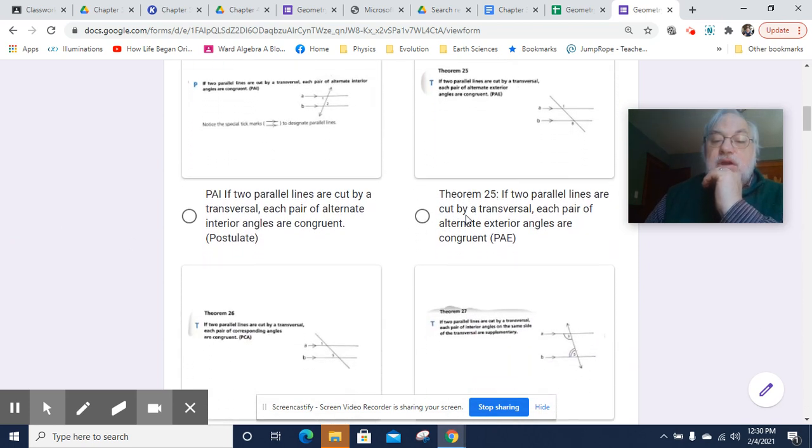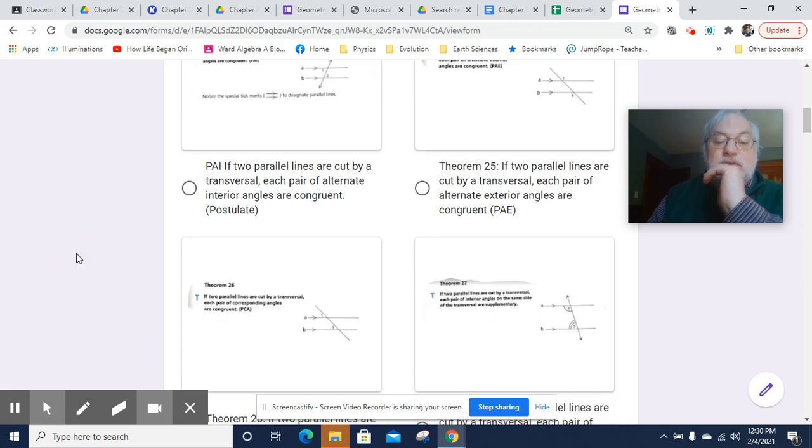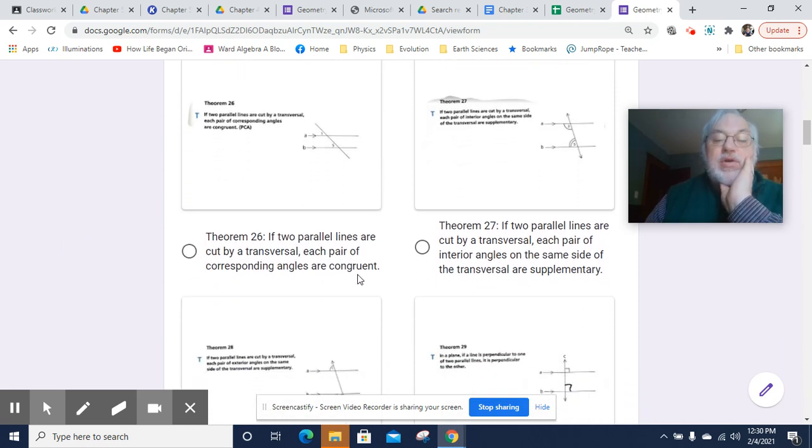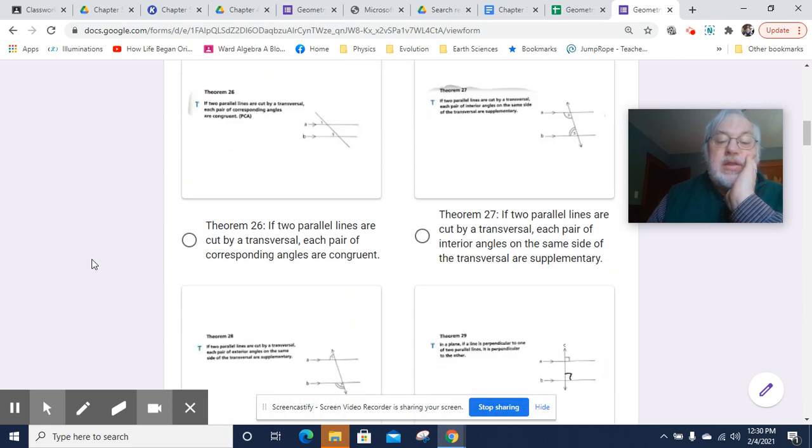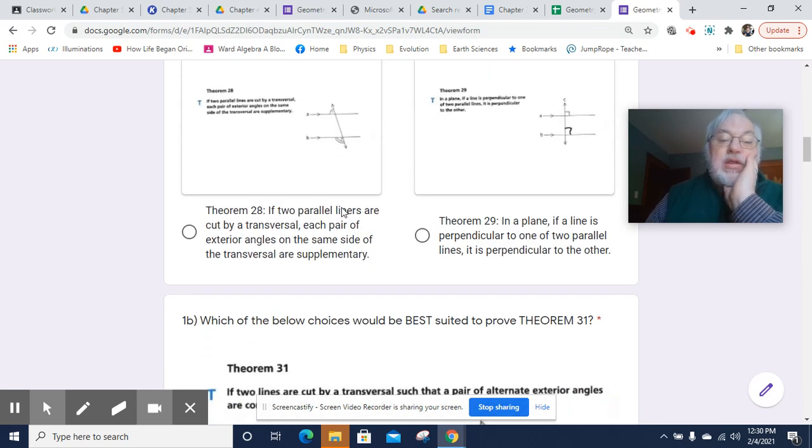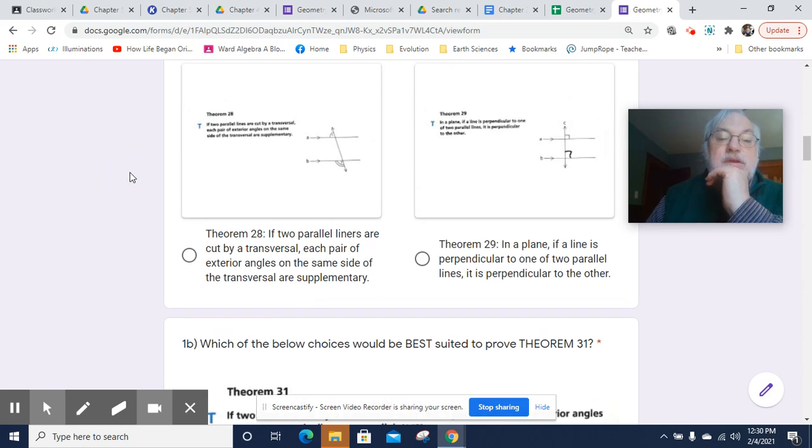There are other theorems that talk about exterior angles. That's not what we've got. We've got one talking about corresponding. We've got one talking about things being supplementary. We were looking for stuff that's congruent. And there are a couple others here. Two parallel lines, I got to fix that, are cut by a transversal. Each pair of exterior angles on the same side of the transversal are supplementary. Well, once again, that's about supplementary, and we're talking about alternate interior angles. And here we have perpendicular stuff, and we have nothing going on with perpendicular.